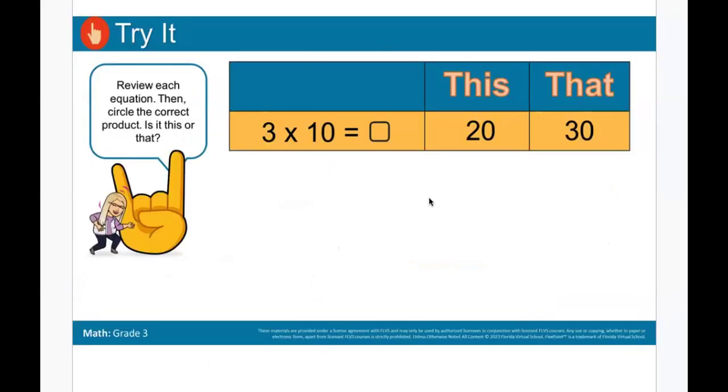All right, mathematicians, let's try this. This or that. Go ahead and pause the recording right now. Try it on your whiteboard or your math journal. Then go ahead and restart it and check yourself. See how you did?